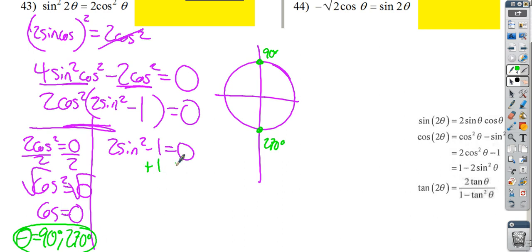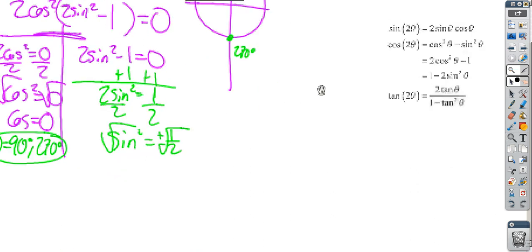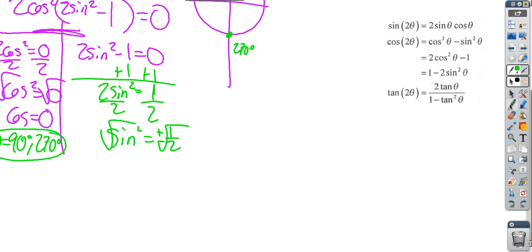Now let's solve this one. We'll add 1 to both sides. 2 sine squared equals 1. Divide by 2. Sine squared equals 1/2, and then we'll square root both sides and put a plus or minus in front. Now let's fix this a little bit, because some people get confused and say that, well, that looks like 1/2. It's actually the square root of 1/2. So the square root of 1 over the square root of 2, if you rationalize that denominator, you would get plus or minus root 2 over 2.